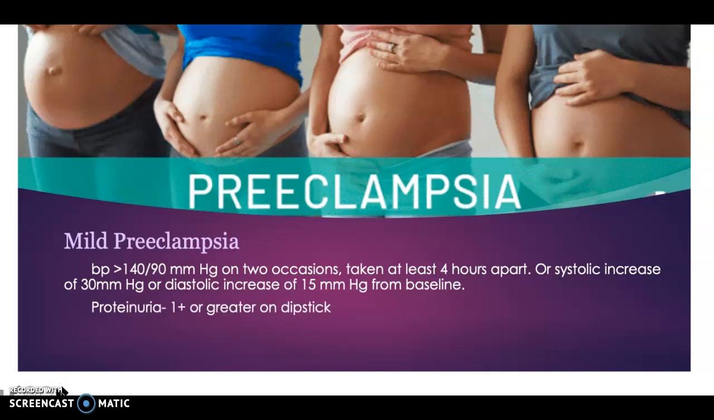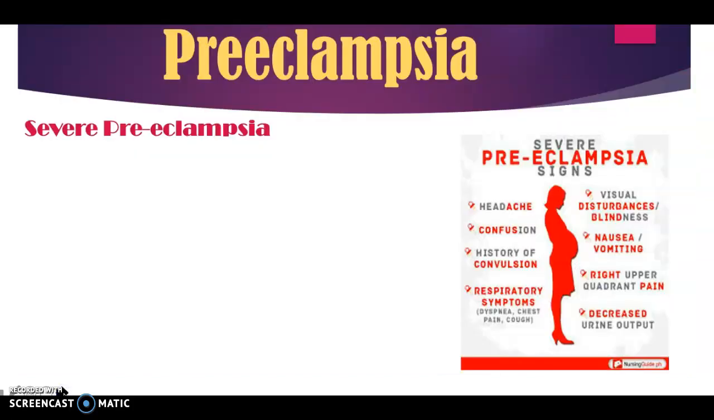That's why those baselines taken in the prenatal appointments are so important. You're going to see slight proteinuria, 1+ or greater. This is just a way to categorize it. And then you might see a mild transient headache caused by constriction and problems in the blood vessels in the brain. And then they can continue on to having severe preeclampsia.